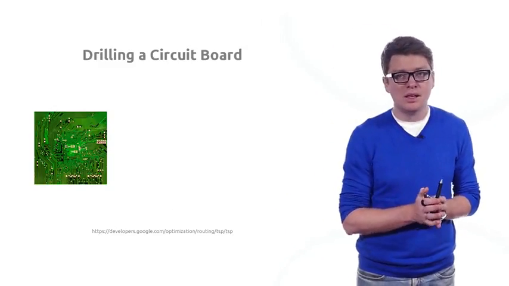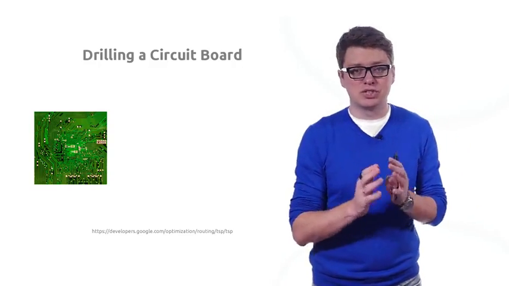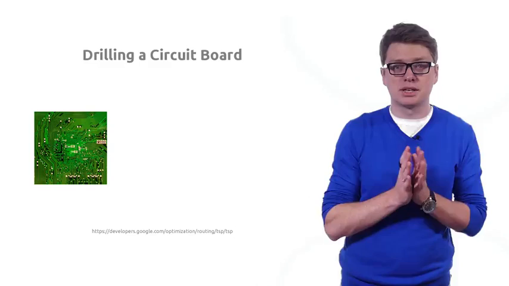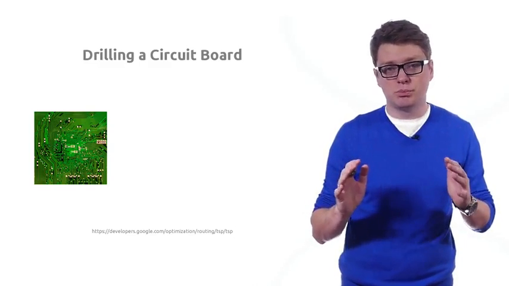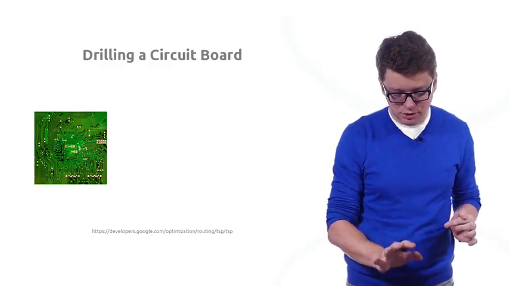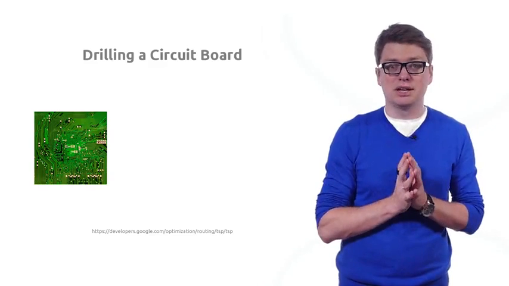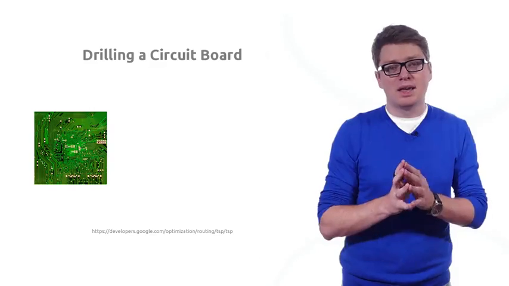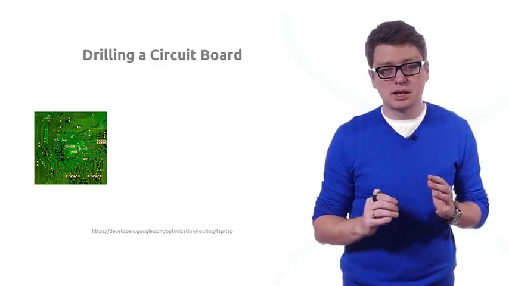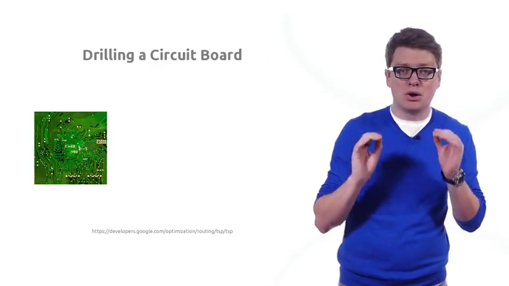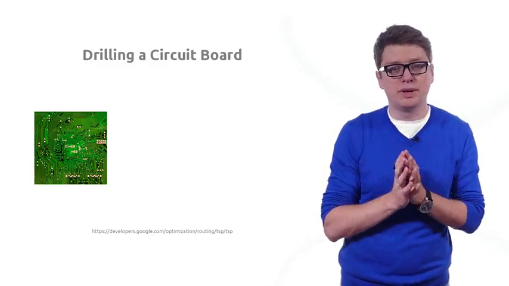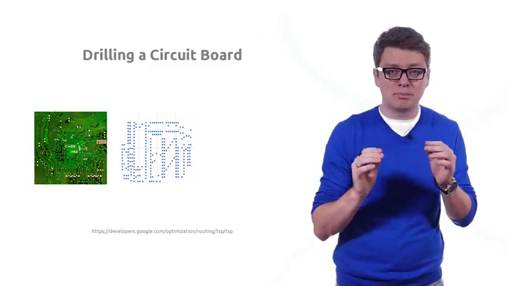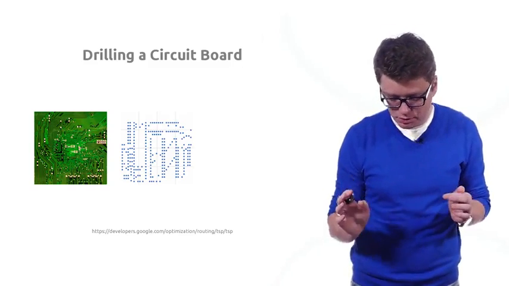The next application is drilling a circuit board. Imagine a factory that produces circuit boards. A circuit board is something that looks like shown on the slide. To produce it in an automatic way, they have a machine that drills holes in a circuit board. And of course, the locations of the holes are predefined. So they, for example, look like this.